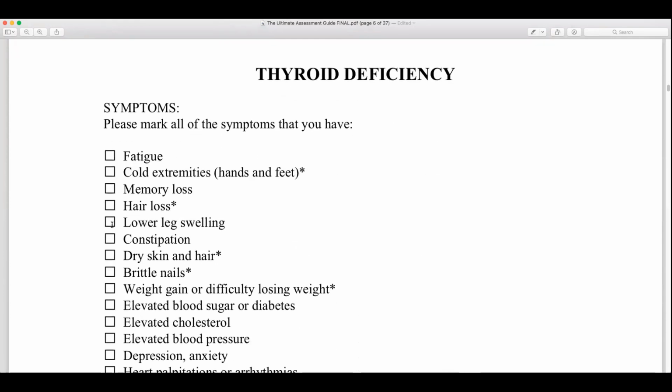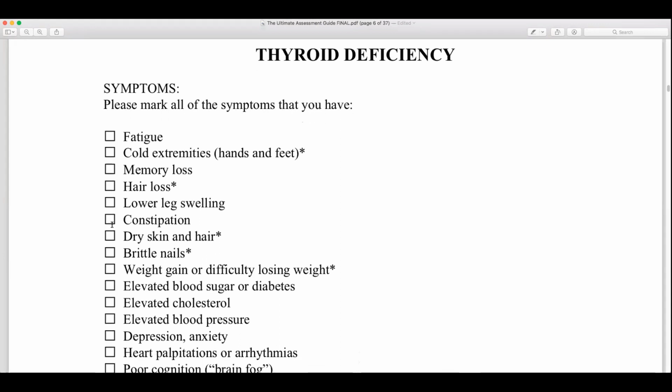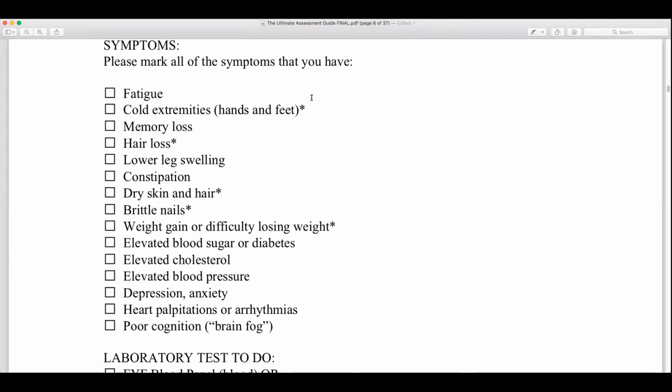So next up is thyroid deficiency. Mark all the symptoms that you have. You'll see on some of these, I've got them asterisked because these are especially significant. As I mentioned on that first page with the instructions, ones with asterisks are especially significant.